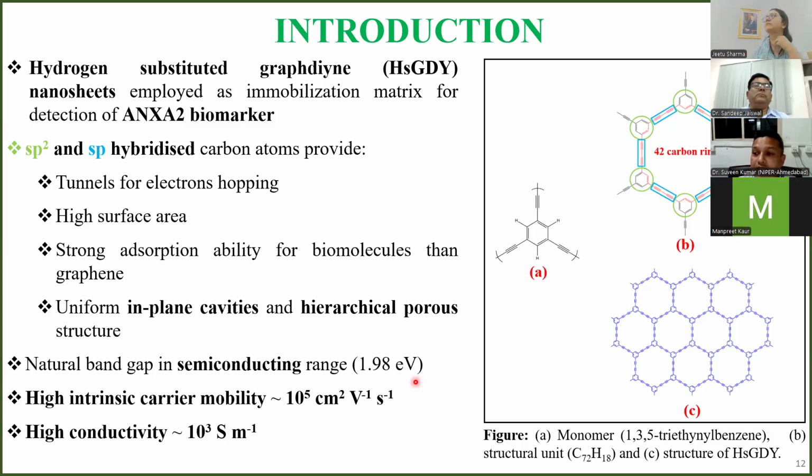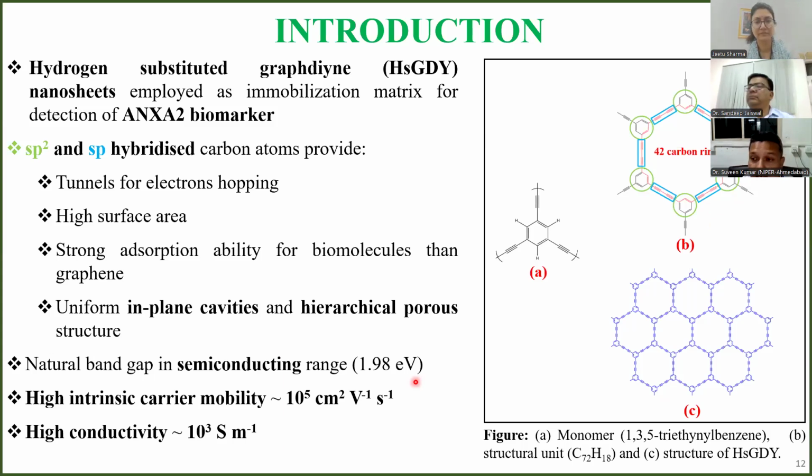Along with this, it is semiconducting in nature, with a band gap of 1.98 electron volt, high intrinsic carrier mobility of 10^5 centimeter square per volt per second, and high conductivity of 10^3 Siemens per meter. It is far better than reduced graphene oxide and graphene oxide in terms of conductivity and intrinsic carrier mobility. Due to these properties, we have selected this nanomaterial, hydrogen substituted graphene, for the annexin A2 biomarker.